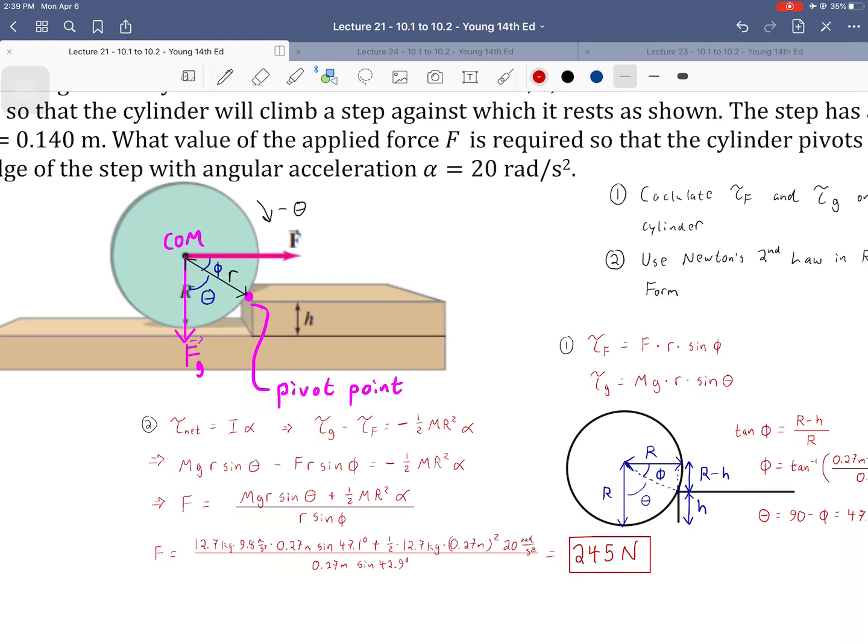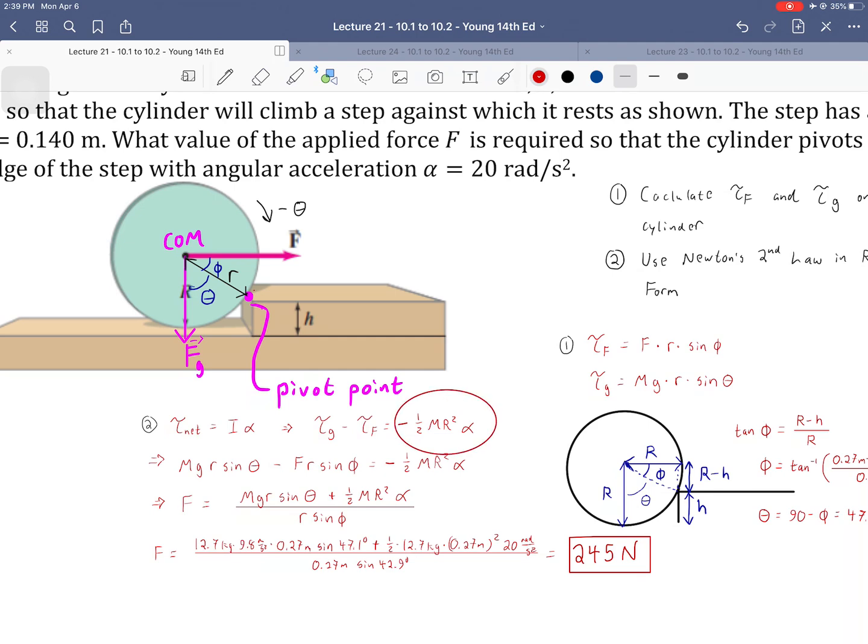245 newtons. All right, glad to get that fixed. I just missed a negative, always one of the easiest mistakes to make. But again, hopefully that correction makes sense, and you see why it's so important to pay attention to your coordinate system.